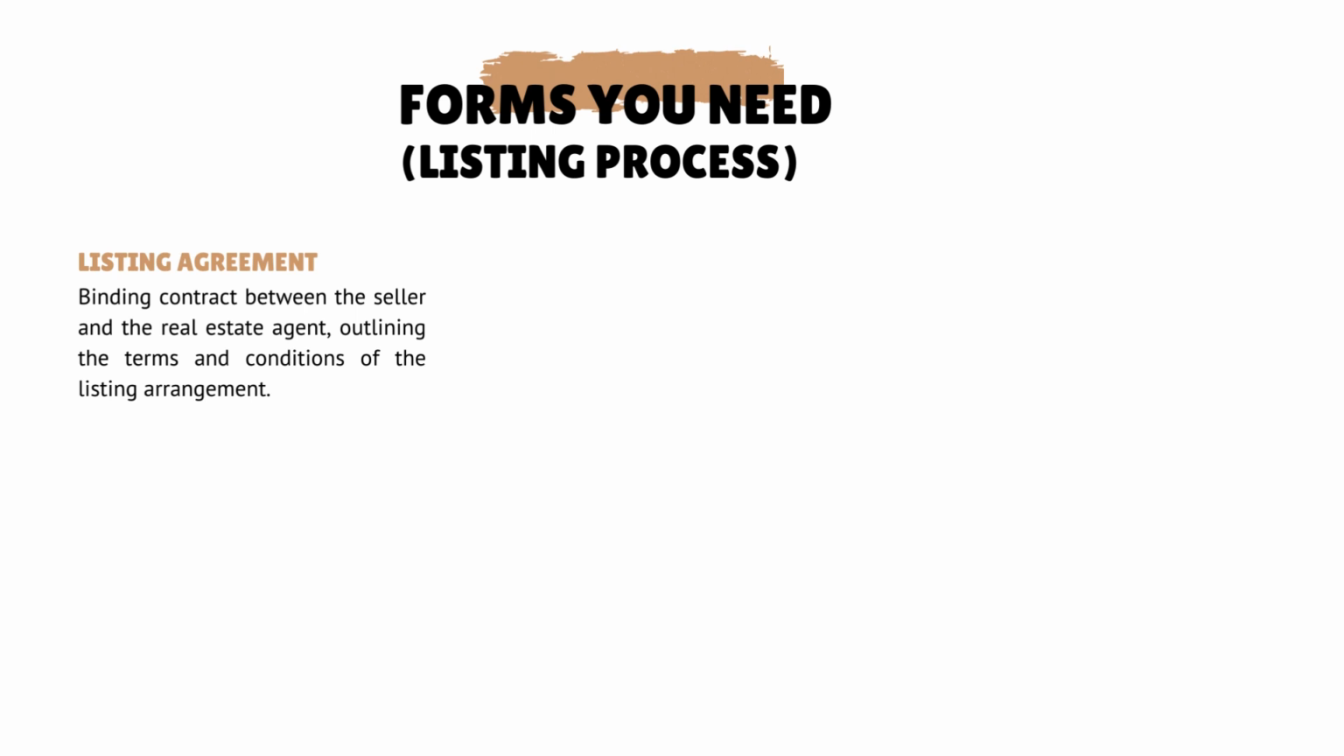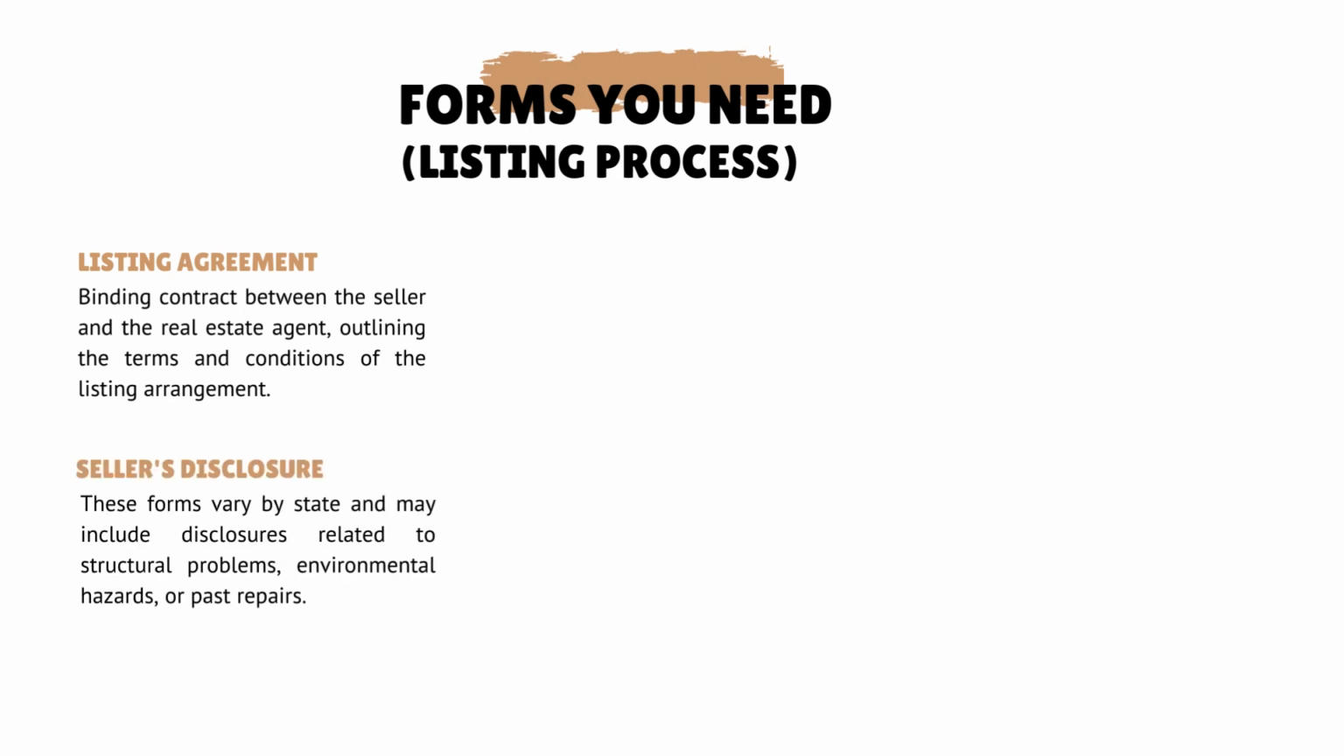Now let's talk about the forms that you need on the listing side, the listing process, if your client is representing the seller side. First is the listing agreement. Yung listing agreement is a contract between the seller and the real estate agent. It outlines the work that the real estate agent will do and the conditions and the commission. That is what's within the listing agreement.